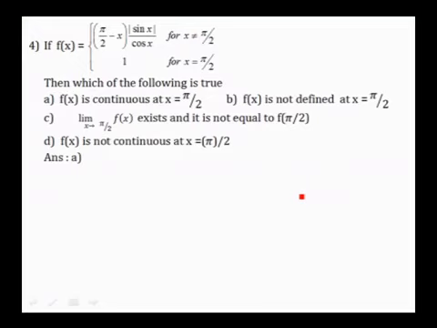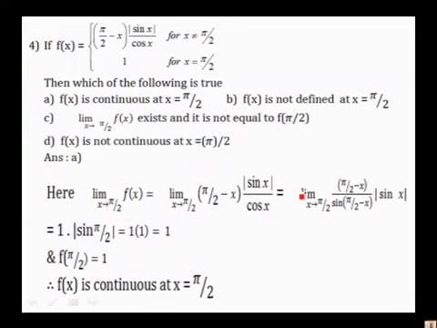He has asked which of the following is true. So consider the limit of f(x) as x tends to pi by 2 of (π/2 − x) sin x over cos x. Try to write this cos x. As it is, if you allow x to tend to pi by 2, this becomes 0, this is 1, and this cos pi by 2 is 0, once again 0 by 0 form.